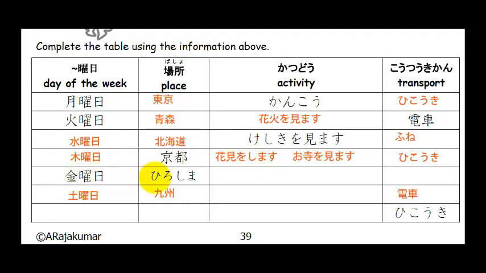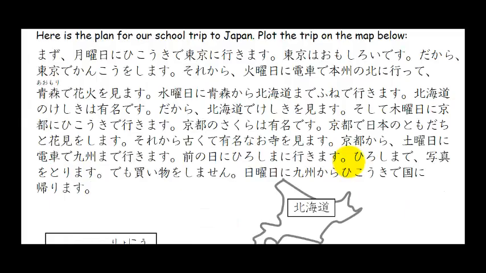There's kinyobi. This is our location, Hiroshima. The activity, well, we don't actually know that. And the kotsu kikan. I think because we went by train or densha down to Kyushu and Hiroshima is on the way, we have to assume that also that was densha, so pop densha in. Densha. Hopefully this will give us our activity.